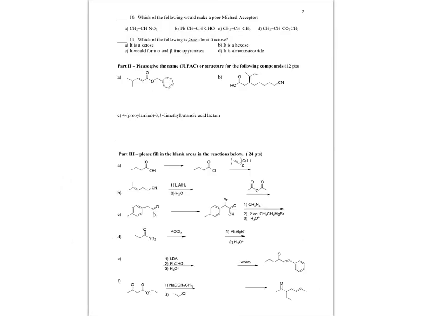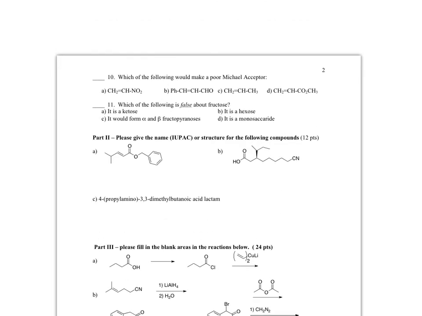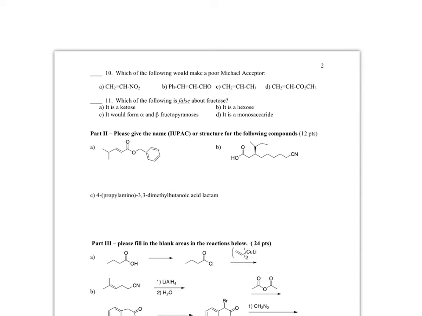All right, page 2. Which of the following would be a poor Michael acceptor? Remember, to make a Michael acceptor, what we need is an electron withdrawing group off of a pi system. So a nitro group, an aldehyde, an ester, all of those are good electron withdrawing groups. The methyl is actually an electron donating group, so we wouldn't want that.